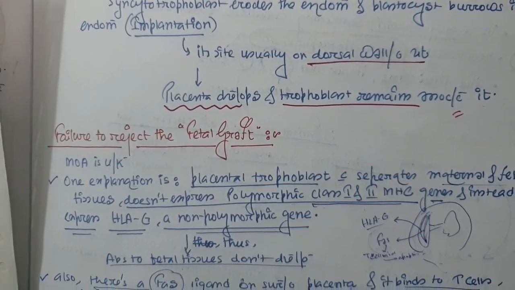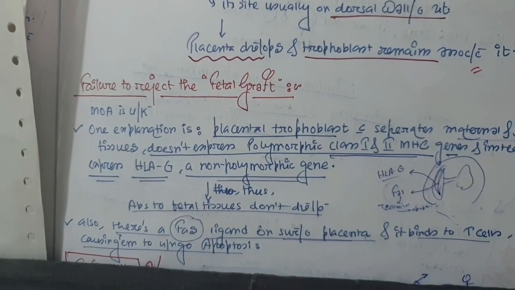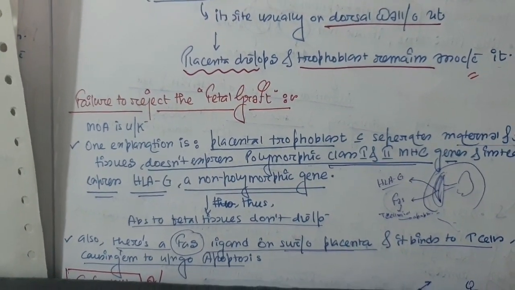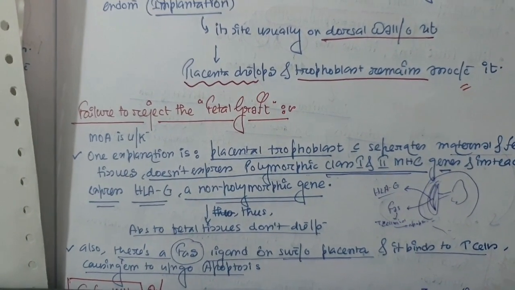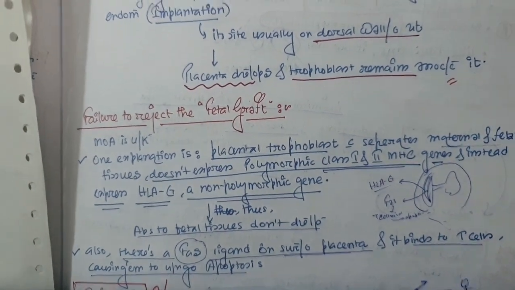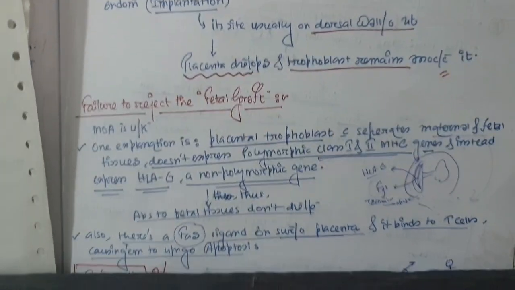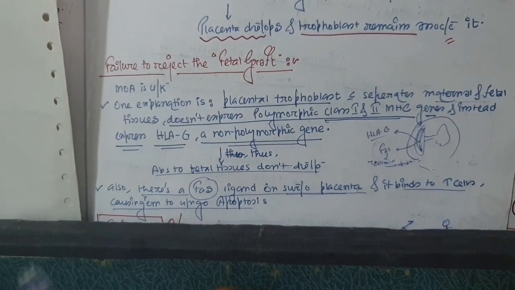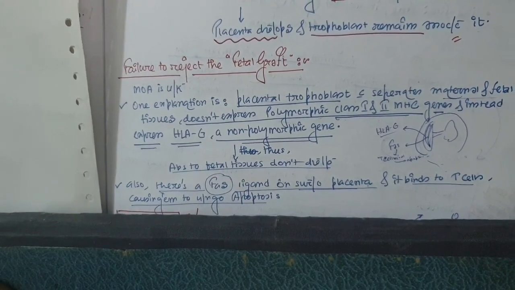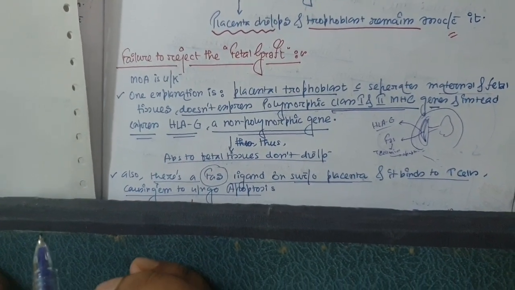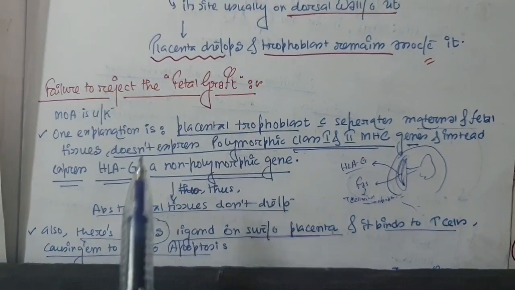Next, a very important point: we always know the fetus is like a foreign body in the mother's uterus. In the case of every foreign body, it is rejected by immunological processes occurring in our body. But why is the fetus, or the fetal graft, not rejected by the uterus? So let's take a look at why there is a failure to reject the fetal graft by the uterus.